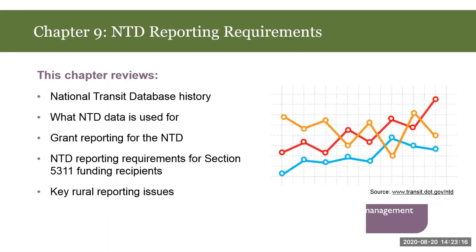In Chapter 9, we review National Transit Database requirements, how that database is used for allocation of FTA funds in part. We talk mostly about rural reporting requirements under the Section 5311 program, and we talk about some key reporting issues that may entail you to embrace various cost allocation methodologies in order to meet the reporting requirements of the NTD, and we do that in Chapter 9.